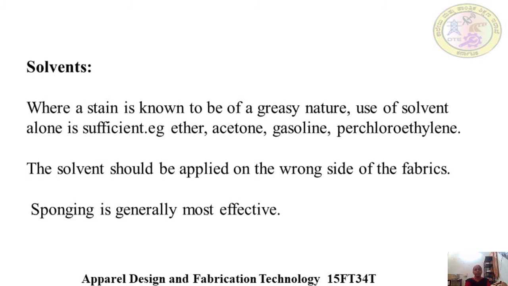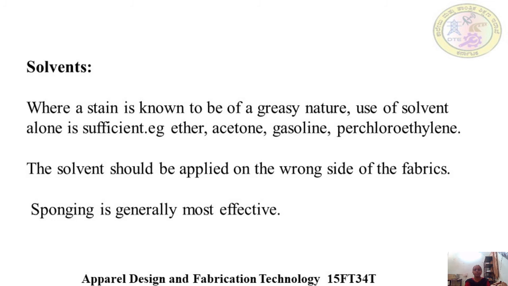Solvents. Where a stain is known to be of a greasy nature, use of a solvent alone is sufficient. Examples: ether, acetone, gasoline, perchloroethylene. So if the stain is greasy in nature, you have to use only the solvent. The solvent should be applied on the wrong side of the fabric. Sponging is generally most effective.